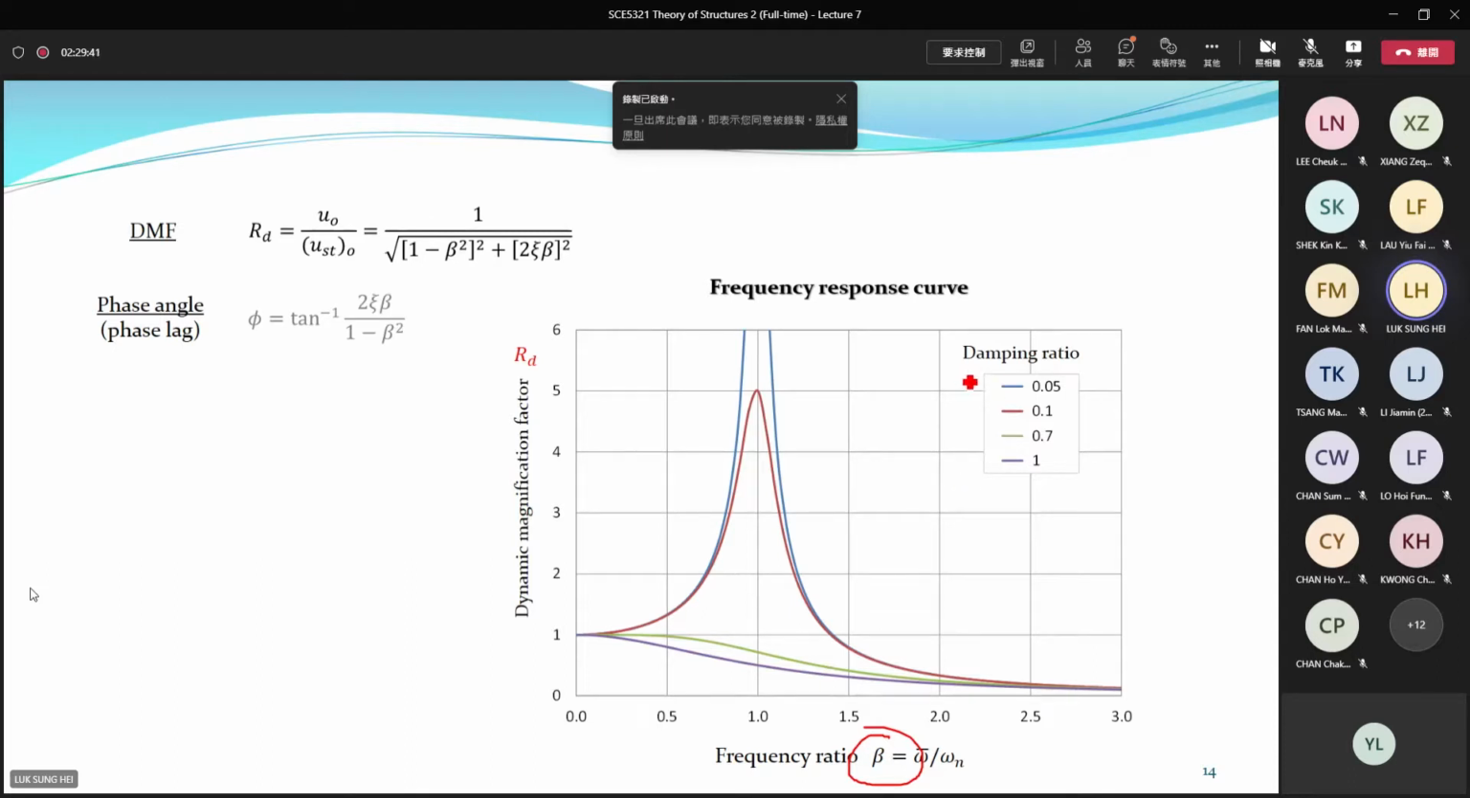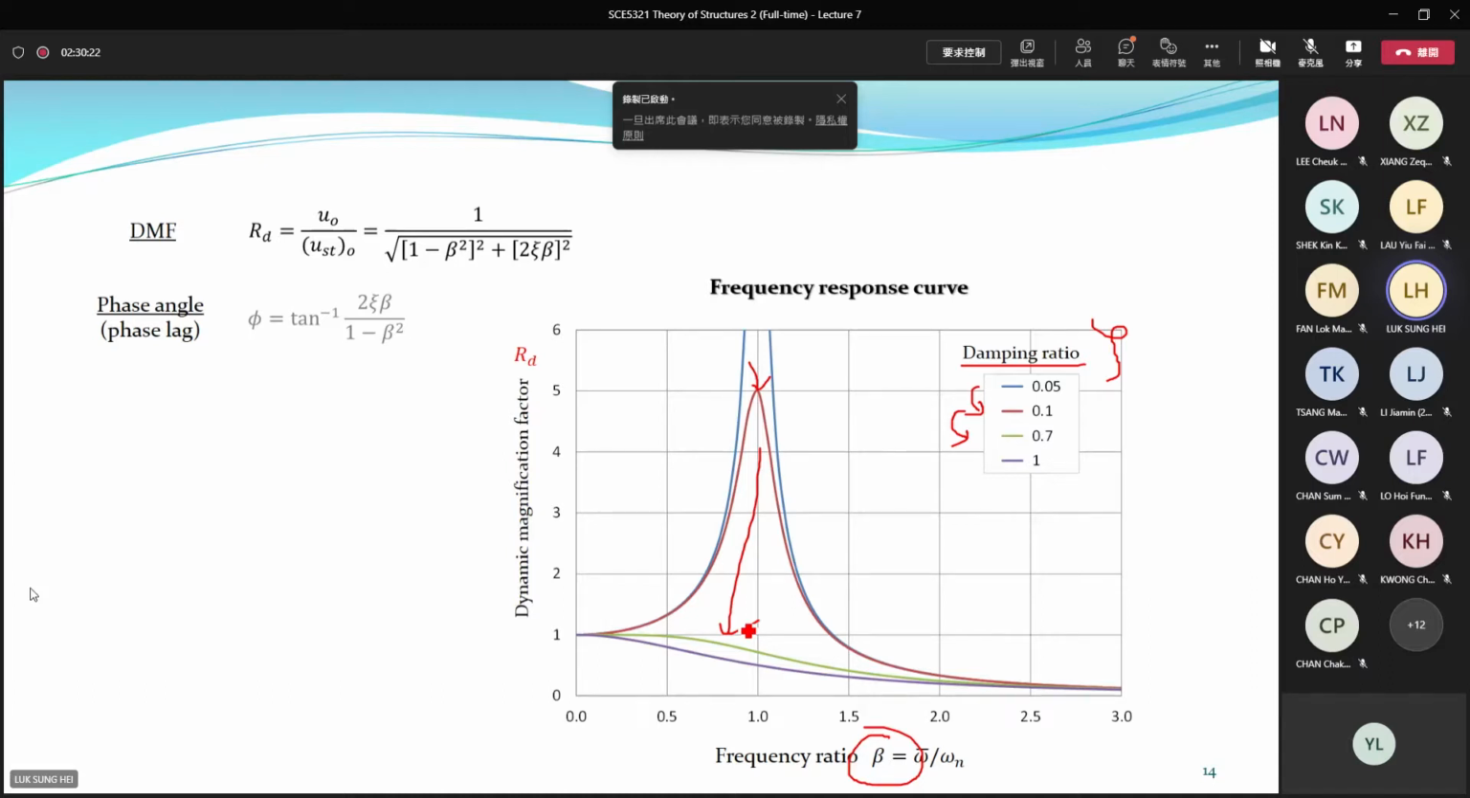Then what about damping ratio? I use different colors on this graph. There is one consistent change for damping ratio. When damping ratio increases from 5% to 10%, from the blue to the red line, you can see that the whole values decrease. Similarly, when damping ratio increases from 0.1 to 0.7, from the red to the green line, all the values of RD decrease among all frequency range. It makes sense. The higher the damping ratio, the lower the maximum response.